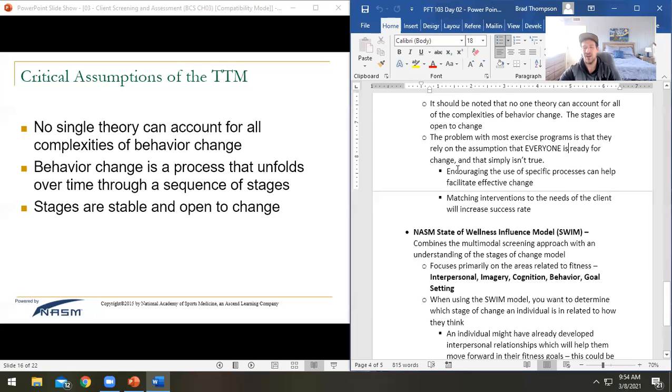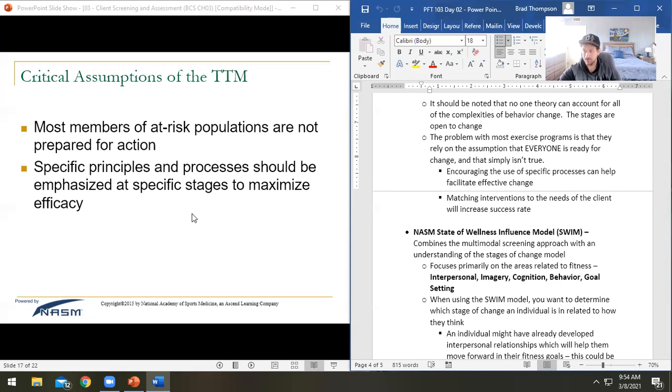And so we want to make sure that we understand these stages are open to interpretation. They're going to be a little bit different for every single one of your clients. So you're going to need to use different techniques with every single client that you have, which is why for the rest of this course, we are going to be talking about all of the different techniques that you can implement. And you're going to need to pull on any and all of them. So we want to encourage specific processes that can help facilitate change.